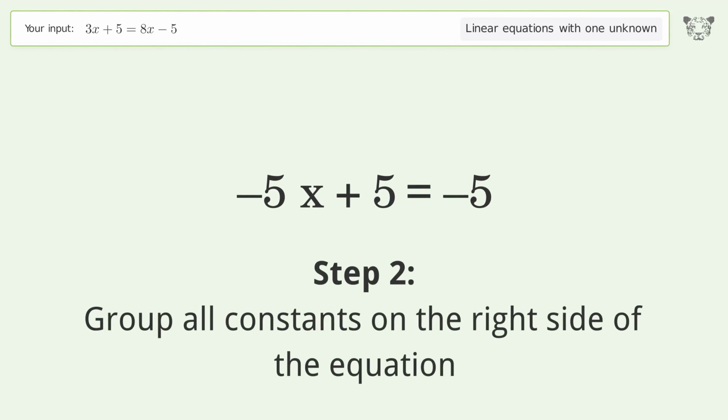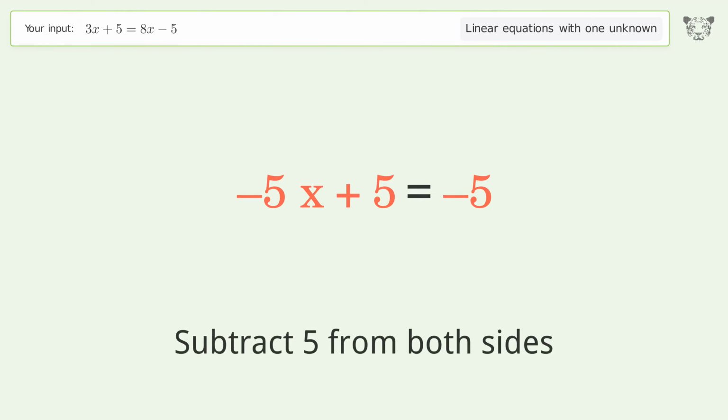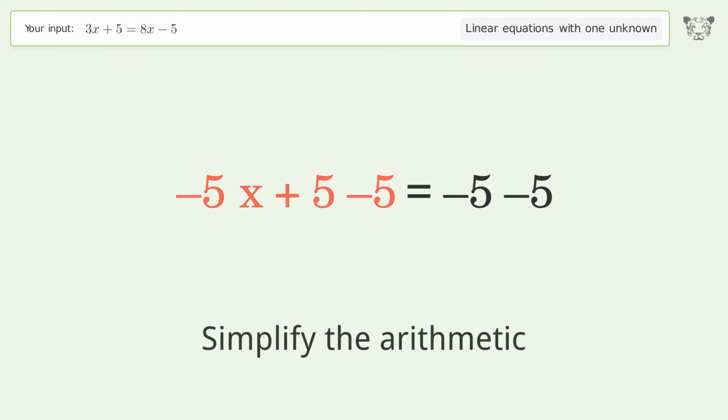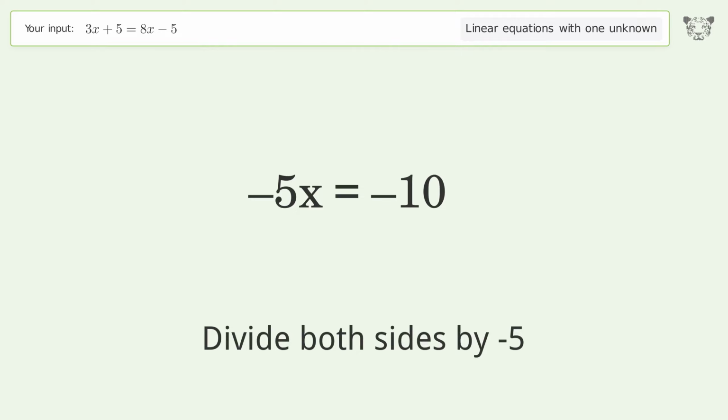Group all constants on the right side of the equation. Subtract 5 from both sides. Simplify the arithmetic. Isolate the x. Divide both sides by -5.